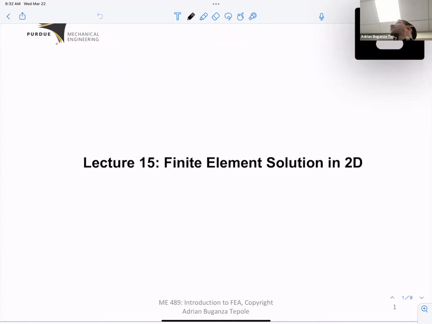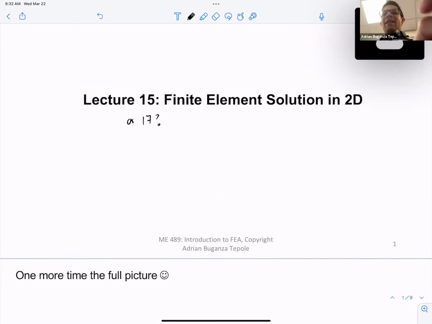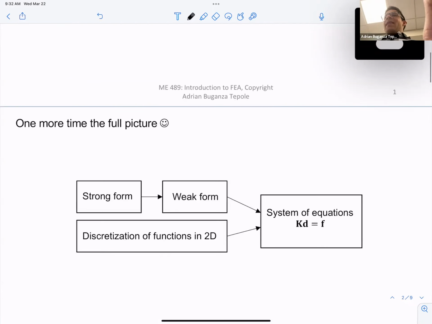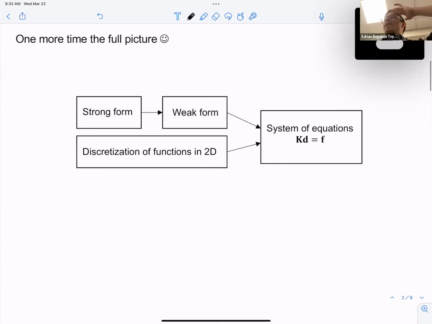Now I don't even know if this is the correct lecture number because we've missed a couple of lectures. Technically, we should be lecture 17, but I think we are kind of at lecture 15. But I'll leave it open.